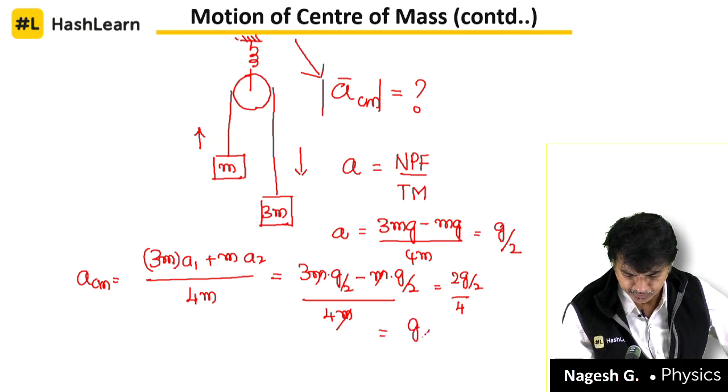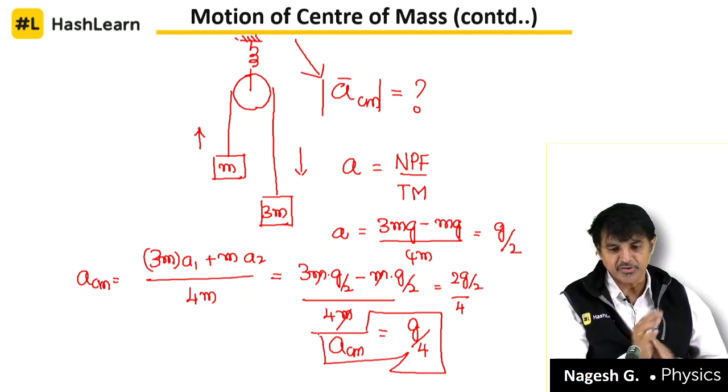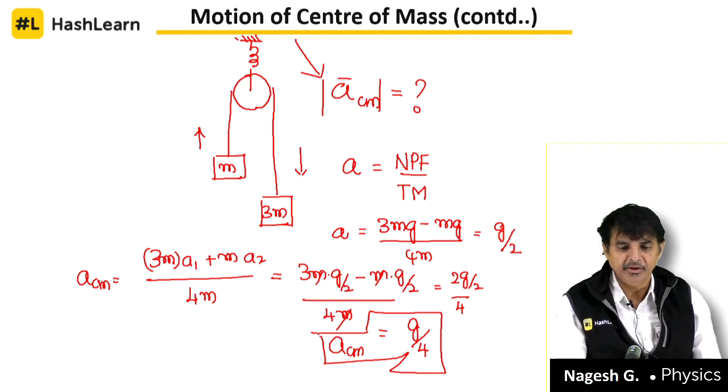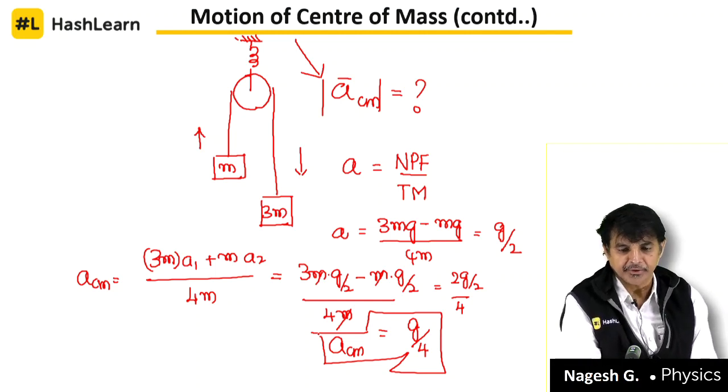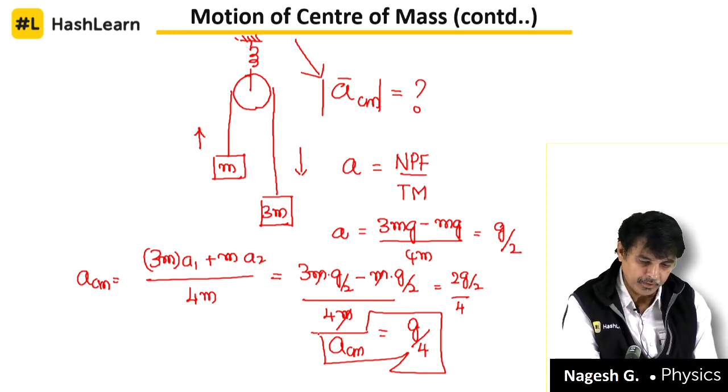Answer is equal to g by 4. Acceleration of the center of mass is not g by 2. It is g by 4. Please clear your conceptual blocks. This is the way how to handle this problem.